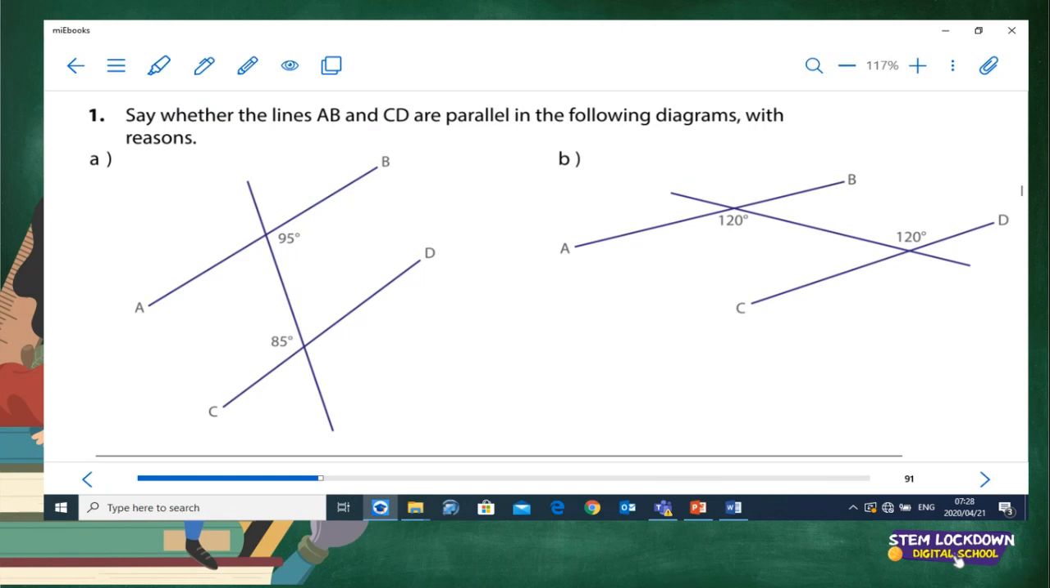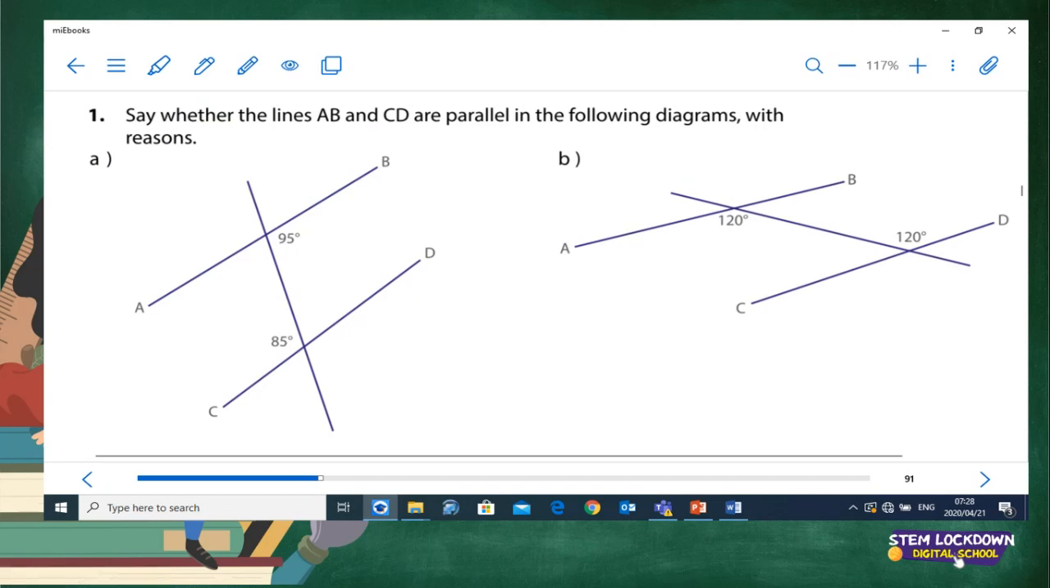If you look at the first one there, 1A, you have a set of angles, and those angles are alternate angles. One is 95 degrees and the other is 85 degrees. So the key question here is, are the lines AB and CD parallel? That is the question. Are the two lines AB and CD parallel?